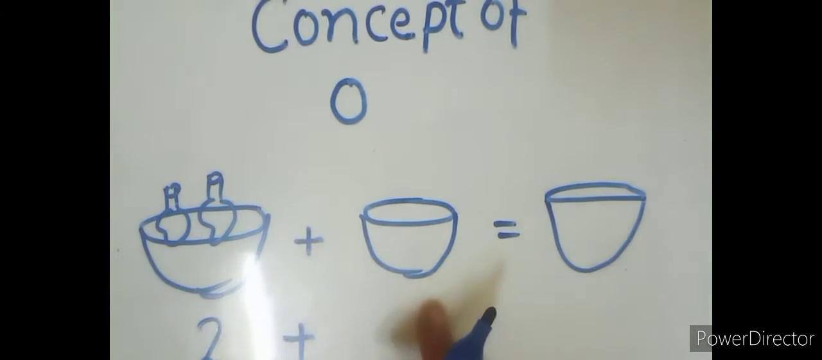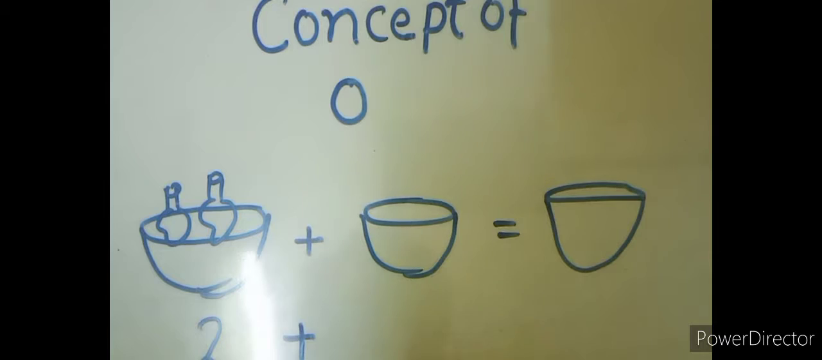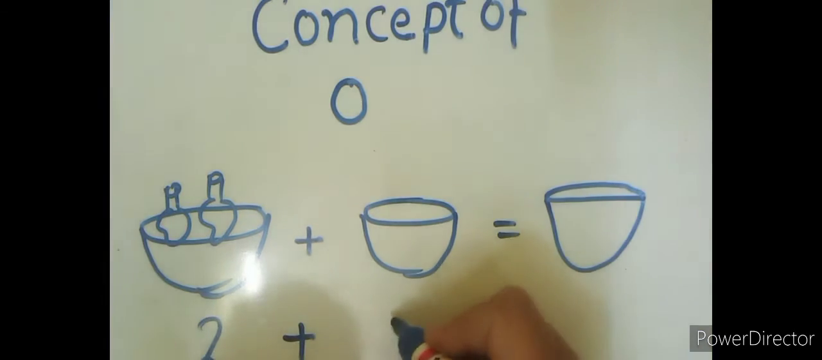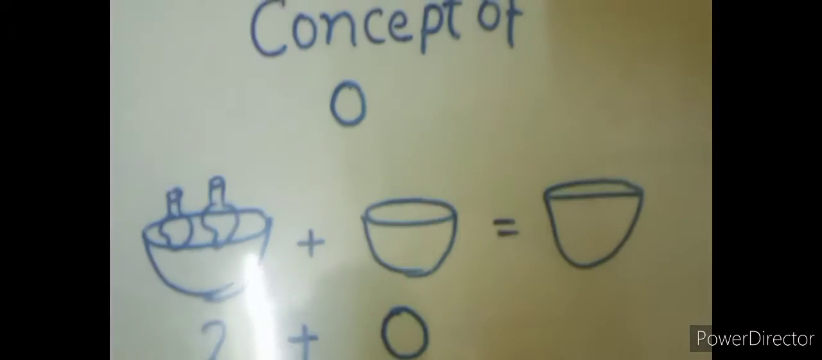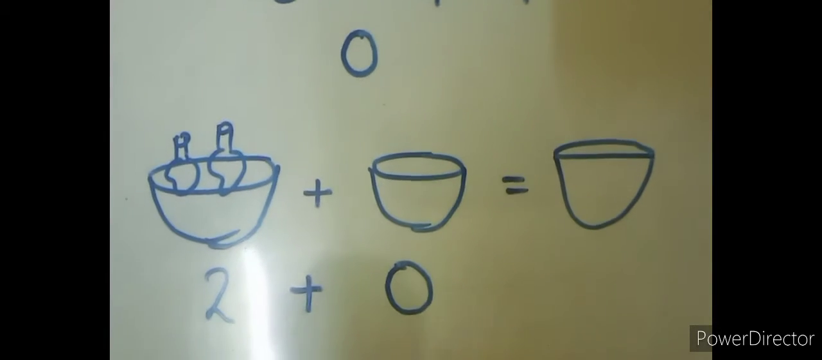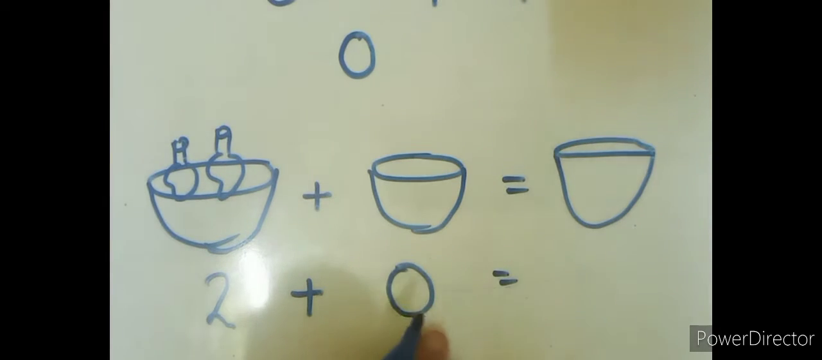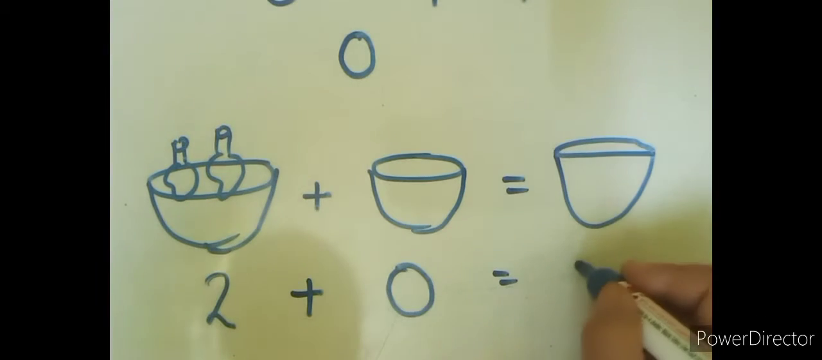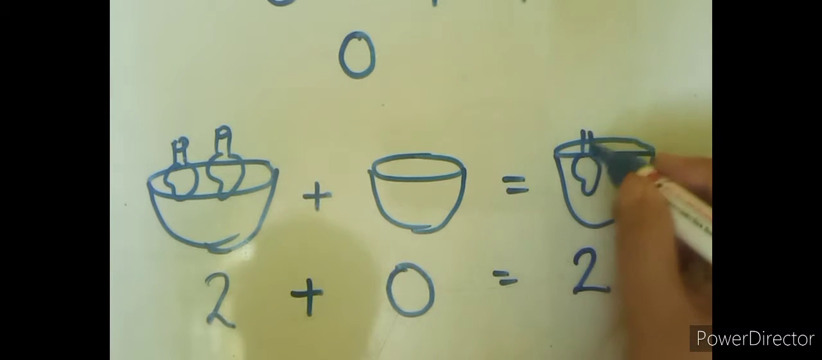Now tell me how many mangoes are here? Nothing. कोई mango नहीं है इस bowl में. Now you have to write here 0. Okay, now you have to write here 0. अब आप यहाँ पर 0 लिखेंगे. Now tell me, 2 plus 0 is equal to 2. Here are 2 mangoes.